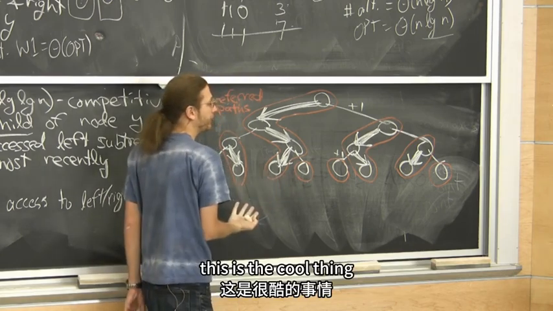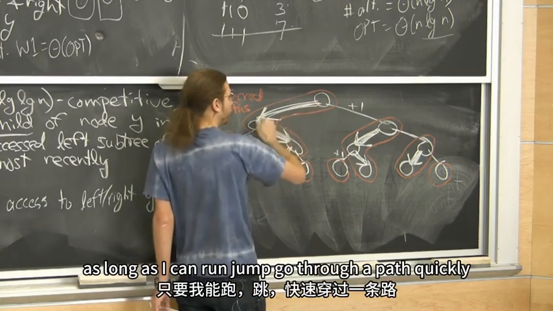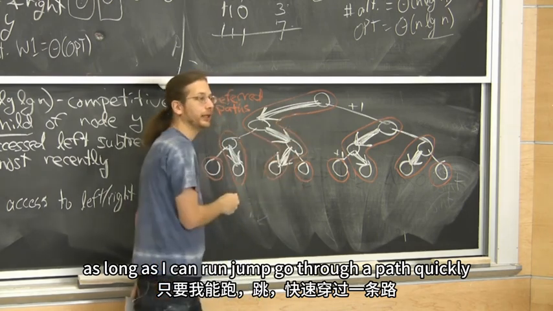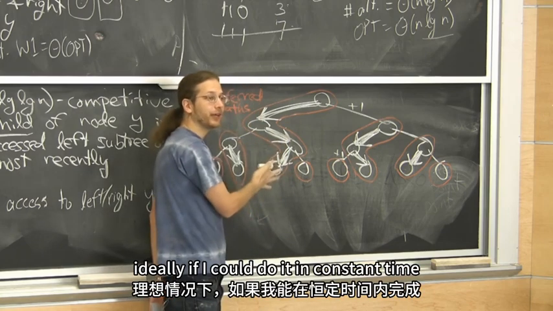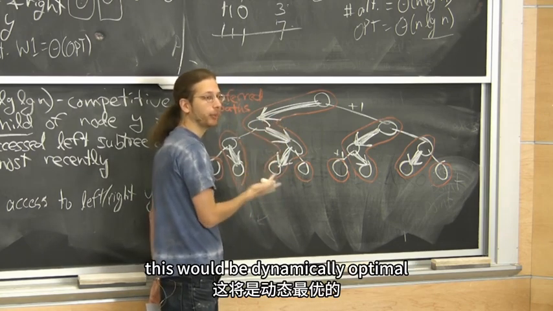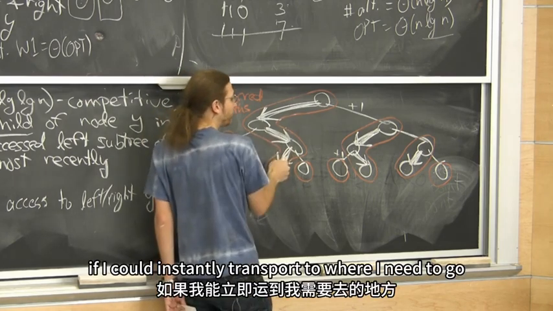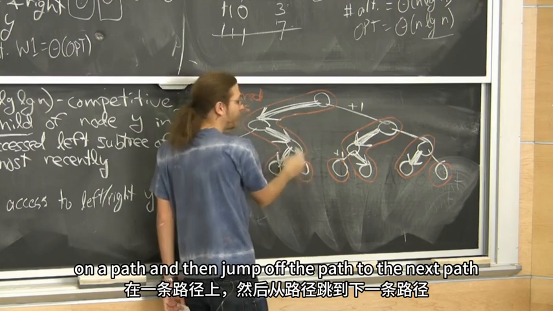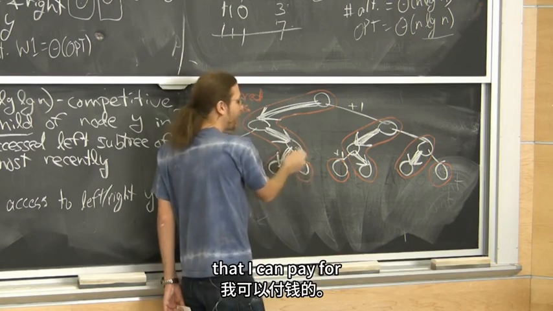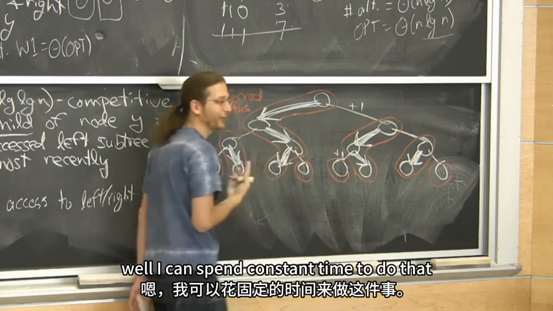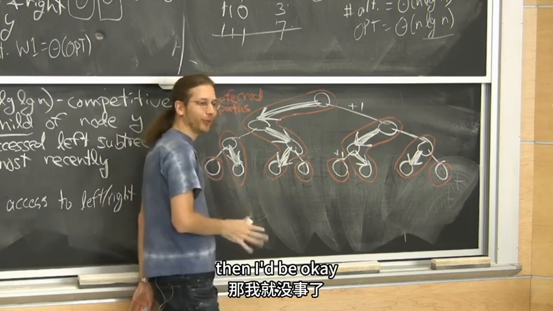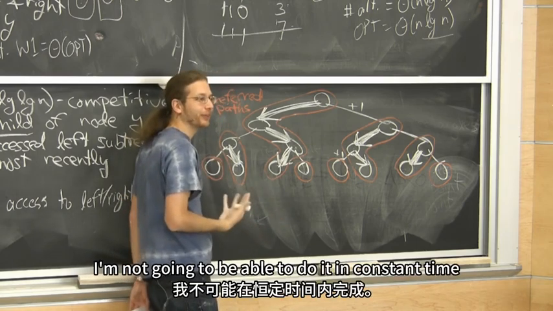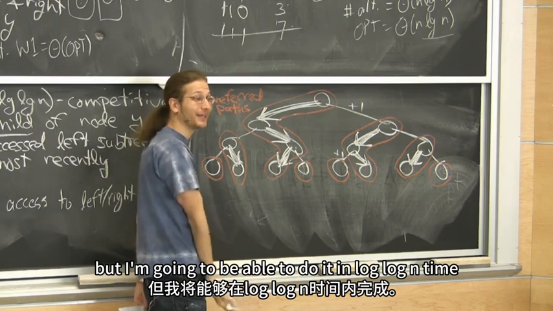This is the cool thing. As long as I can go through a path quickly, ideally, if I could do it in constant time, this would be a dynamically optimal binary search tree. If I could instantly transport to where I need to go on a path and then jump off the path to the next path, that I can pay for. Well, I can spend constant time to do that. Then I'd be okay. I'm not going to be able to do it in constant time, but I'm going to be able to do it in log n time.